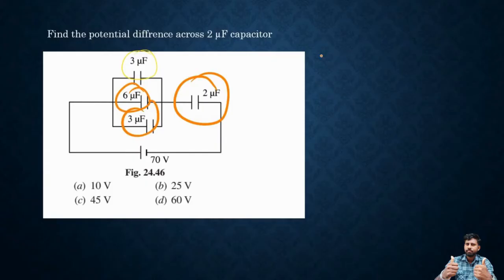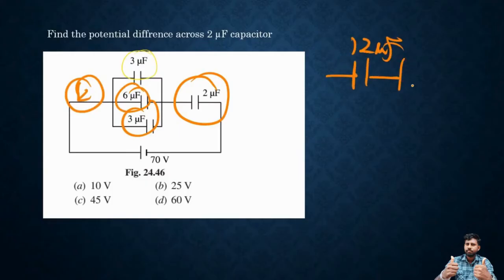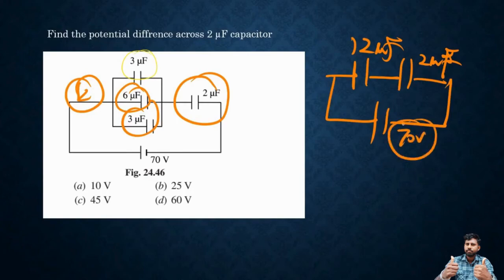We can directly add the parallel capacitors 3, 6, 3. So it's basically 12, right? So we have a 12 microfarad capacitor here, and then we have the 2 microfarad capacitor. In between we have 70 volt, right? Again we have to apply the ratio method now.